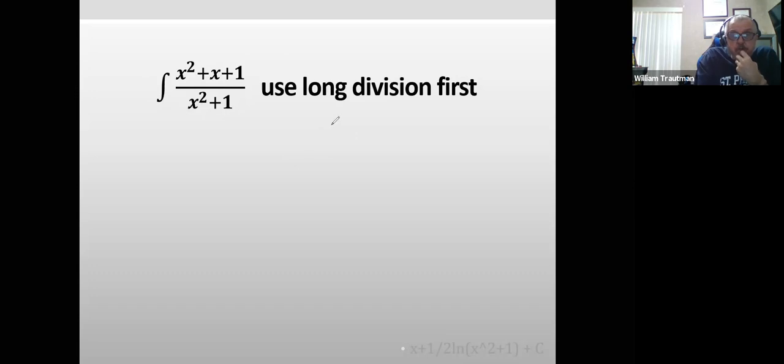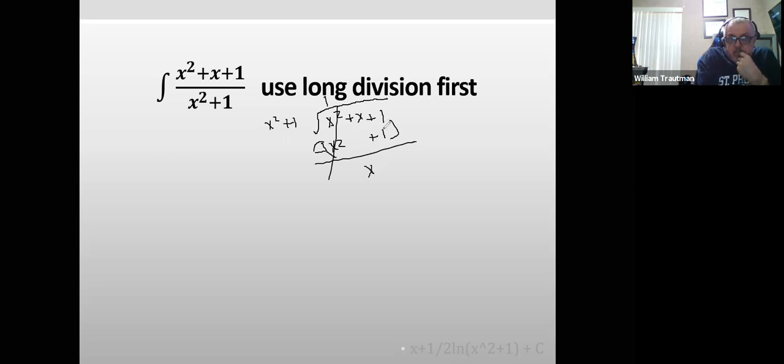So, oh no, got to use some algebra skills. x squared plus x plus 1 divided by x squared plus 1. Well, x squared goes into x squared one time. So I have x squared plus 1. Okay, and I'm going to subtract it. These cancel out. These cancel out. Well, subtract the whole bottom, so distribute the negative there. That cancels out, and we're left with x.